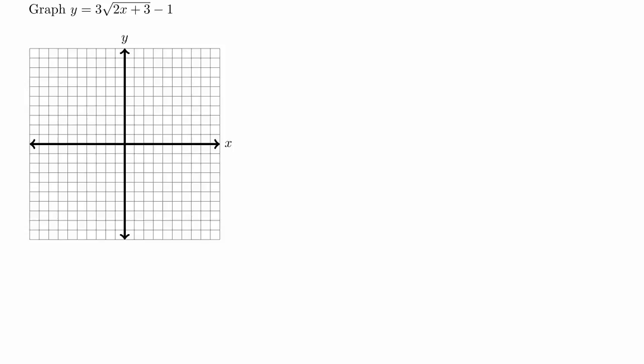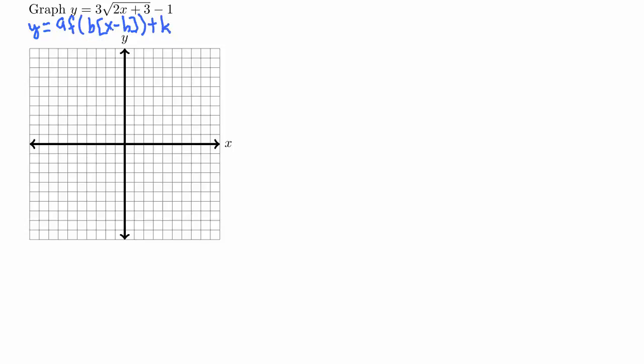Hello. In the following example, I want to graph y equals 3 times the square root of 2x plus 3 minus 1. Before I can do anything here, I need to actually convert this form of the equation into something slightly different. The reason is that when we combine everything, we have y equals a times f of b times x minus h plus k.